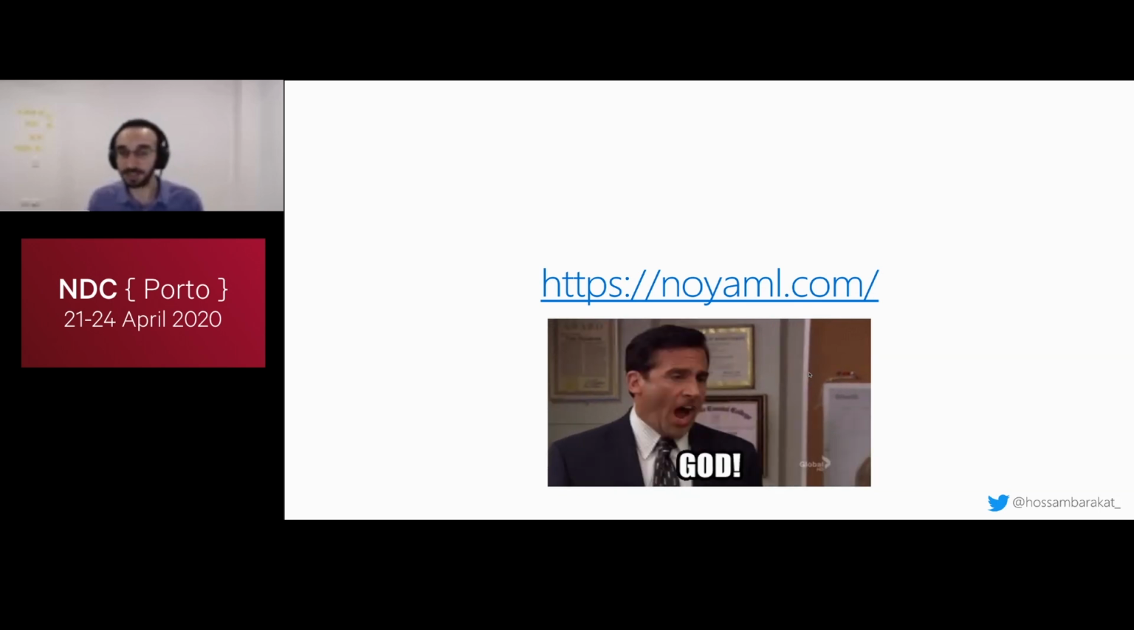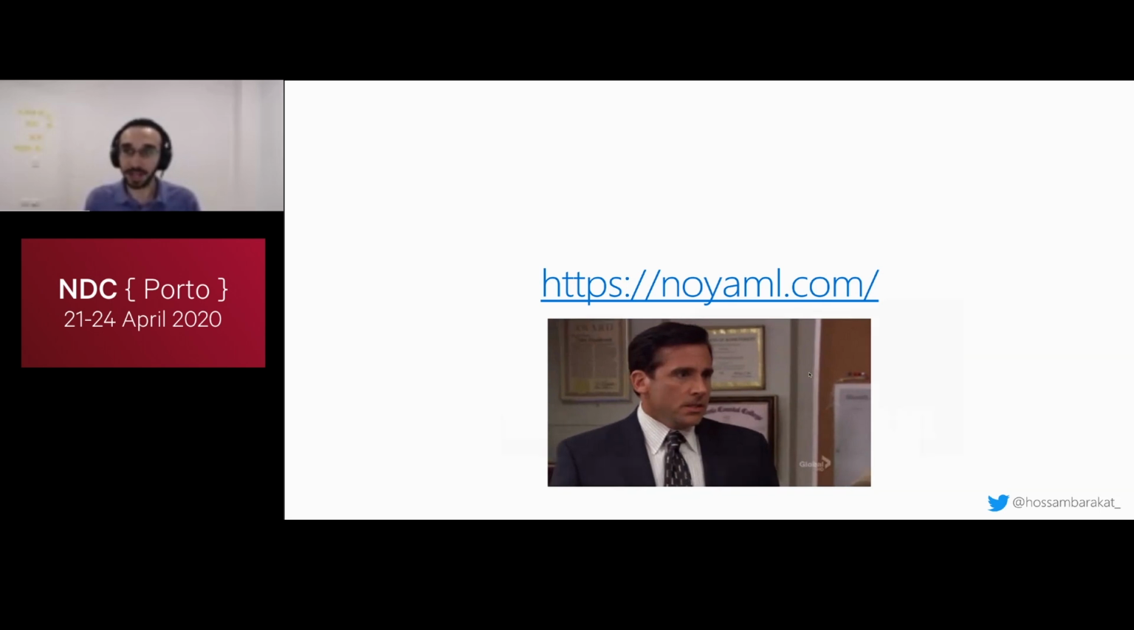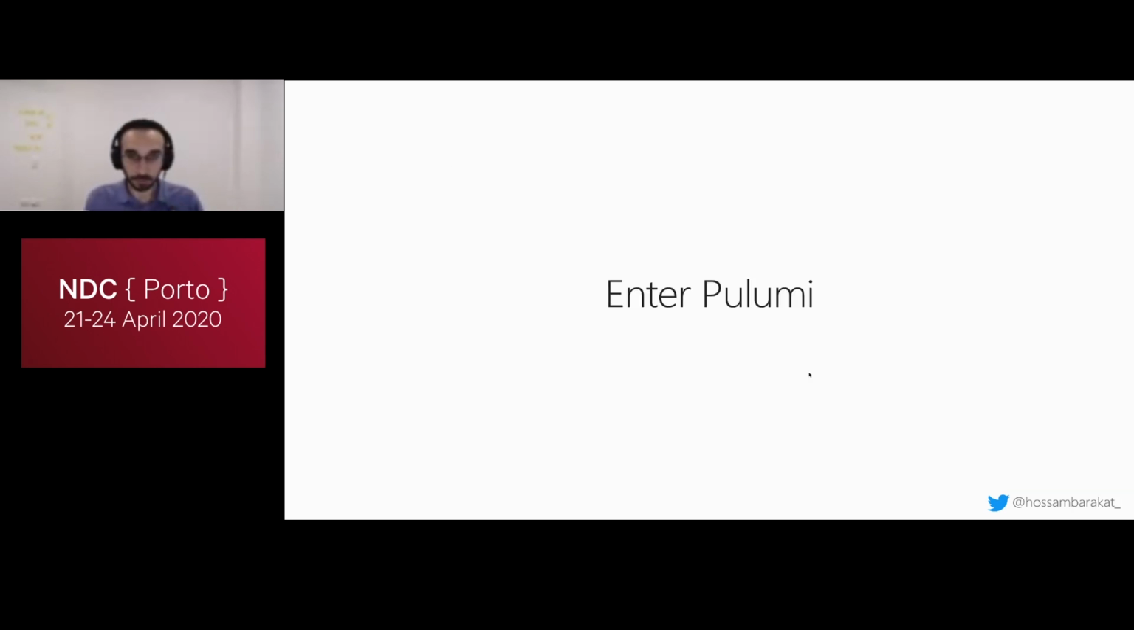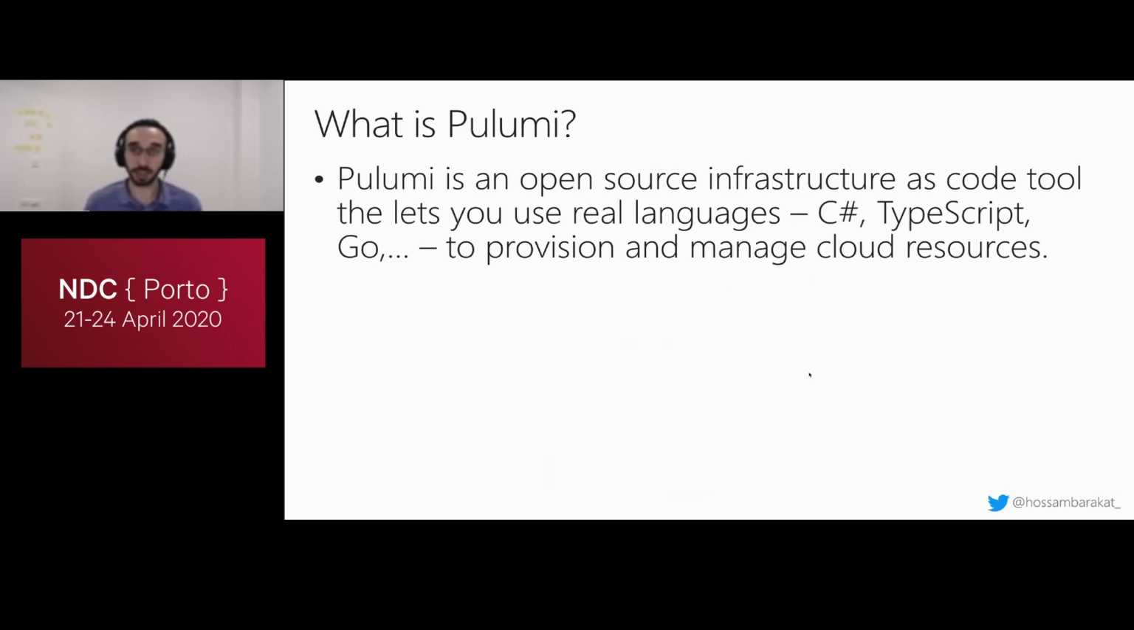But the good news is, thanks to Pulumi, there is a different way that we can provision infrastructure as code without the need to write or learn all of those YAML or JSON or domain-specific languages. So I would like to show you what Pulumi is all about. Pulumi is an open source infrastructure as code tool that enables us to write infrastructure code in C# or TypeScript or Go, so we can provision all of the cloud resources that we need.